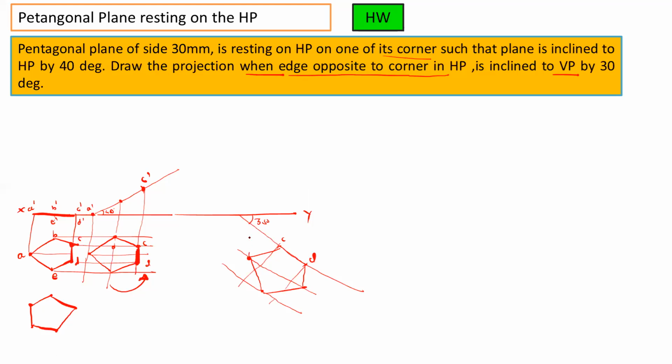And then take the projector in the front view. Take the projections from the second stage front view and find out the intersection and complete this final front view. Okay, so try to complete this problem.